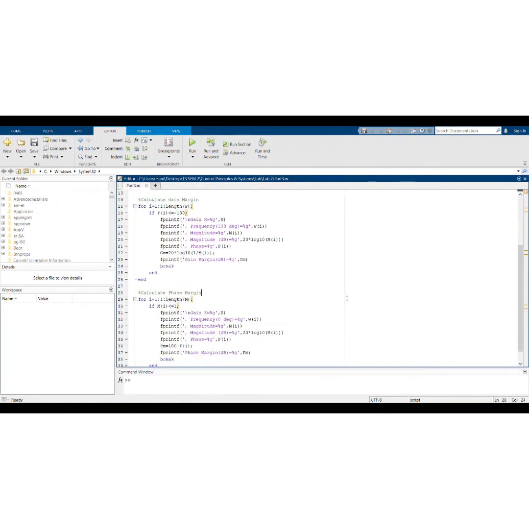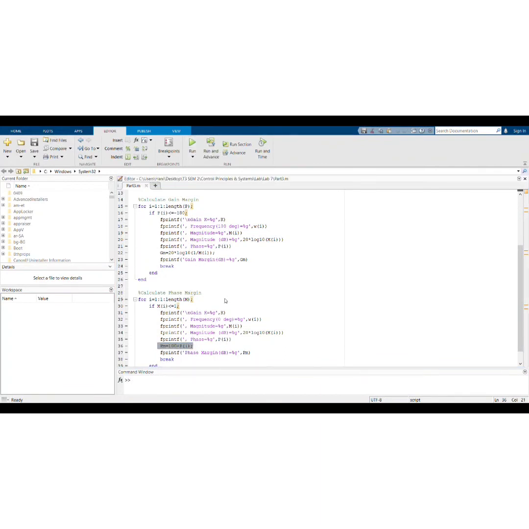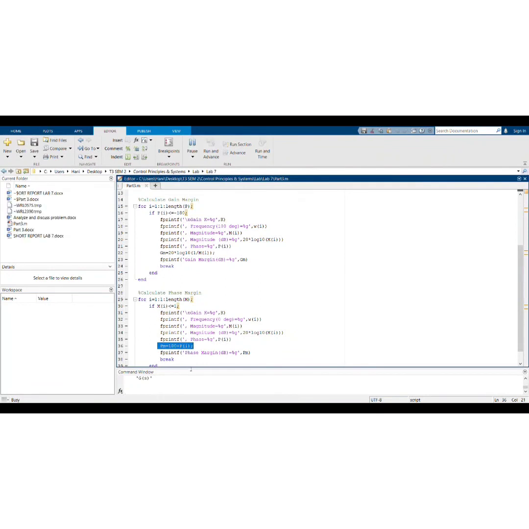There were two parts to calculate the margin in the coding. The first part is to calculate the gain margin, and the second part is to calculate the phase margin. The frequency in the gain margin was set to 180 degrees, meanwhile the phase margin was set to 0 degrees. The GM of the gain margin has been adjusted to 20 times log 10, 1 over mi, while the value of PM in phase margin is 180 plus pi.